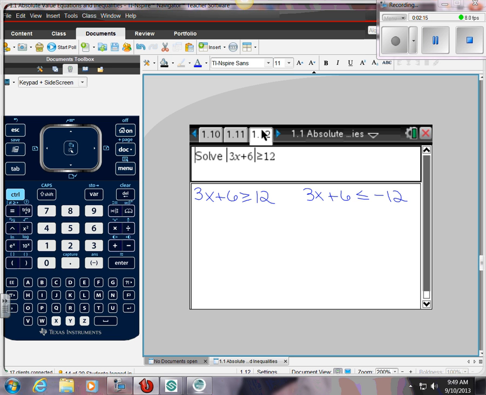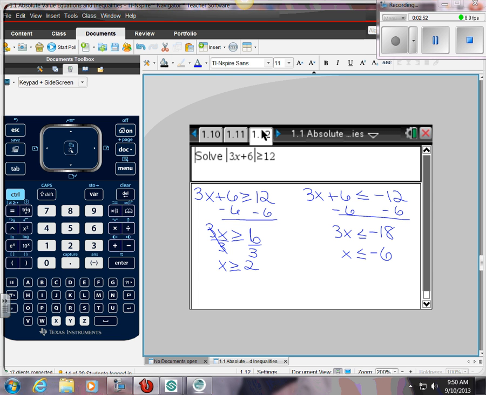Subtract 6 from both sides. Good. So over here I get 3x is greater than or equal to 6. And over here I get 3x is less than or equal to negative 18. Are we okay here? All right. Now what? Good. Divide by 3. So I get x is greater than or equal to 2. And x is less than or equal to negative 6.